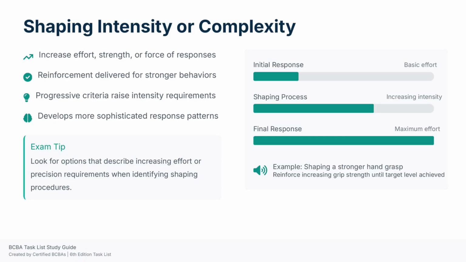Complexity is slightly different. It refers to a behavior becoming more elaborate, coordinated, or advanced over time. A learner may move from a simple action to a more precise or sophisticated version of that action. On the BCBA exam, this often appears in examples where behavior becomes stronger, more refined, or more advanced through reinforcement.